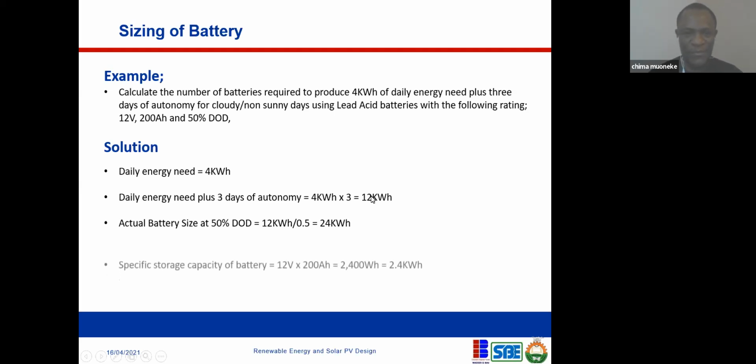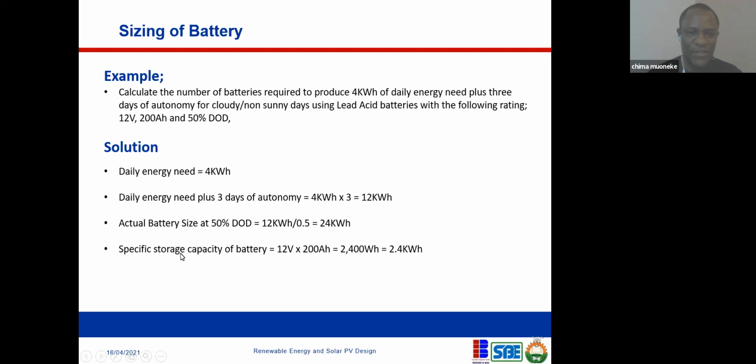Now, specific storage capacity of the battery, that is for a single battery of these characteristics, 12 volts, 200 amp hour. So specific storage capacity of the battery is 12 volts times 200 amp hour. I explained this in the previous slide. That will give us 2,400 watt hour, or 2.4 kilowatt hour. One battery can hold this.